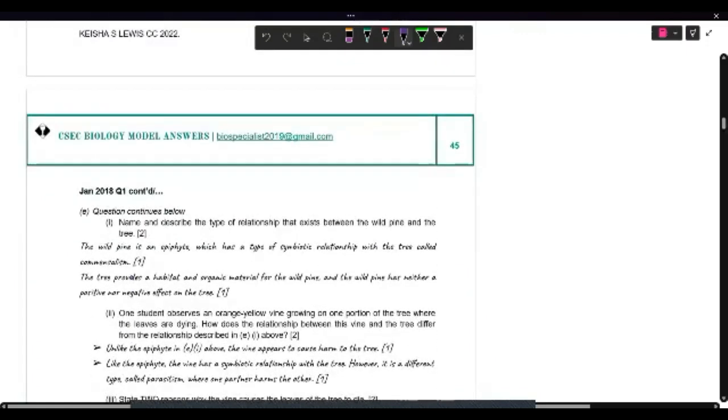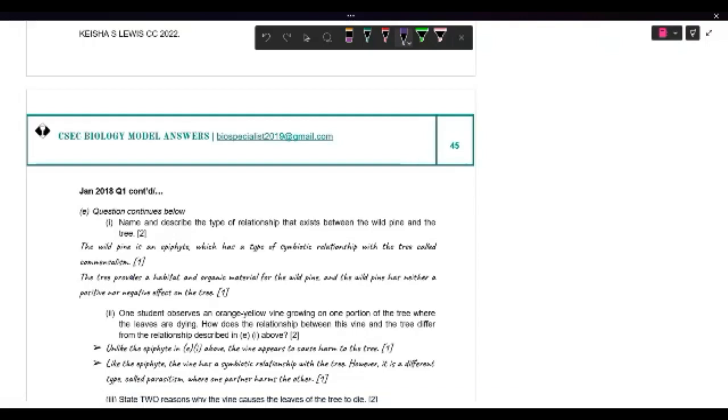And then we have to describe the relationship between wild pine and the tree. So we indicate the wild pine is an epiphyte. And that type of plant has a symbiotic relationship. And it says the type of symbiotic relationship is called commensalism. That's where one partner in the relationship benefits and the other partner neither benefits nor is harmed, right? So there's a neutral impact, no real impact, right? And that's what we outline here.